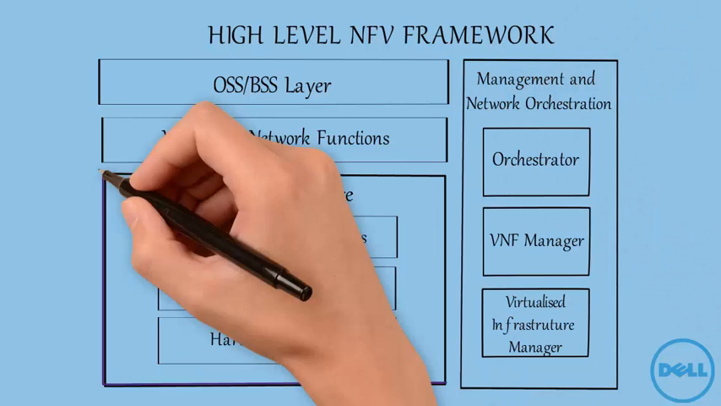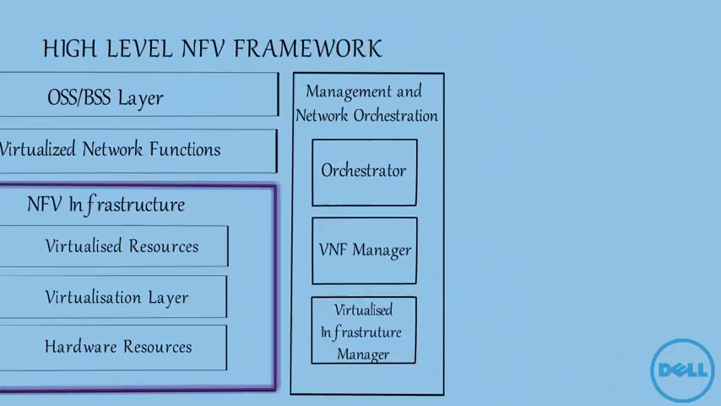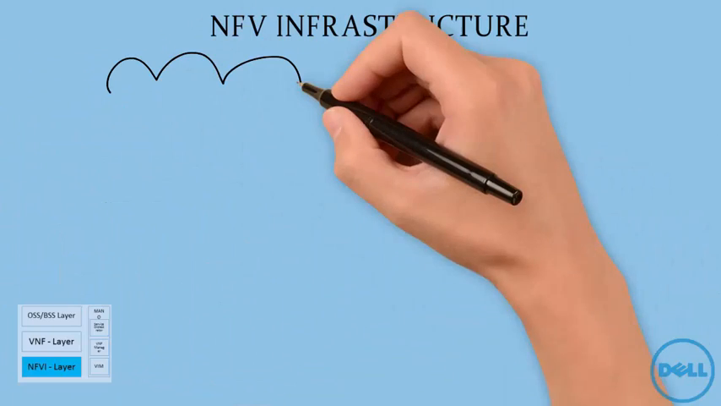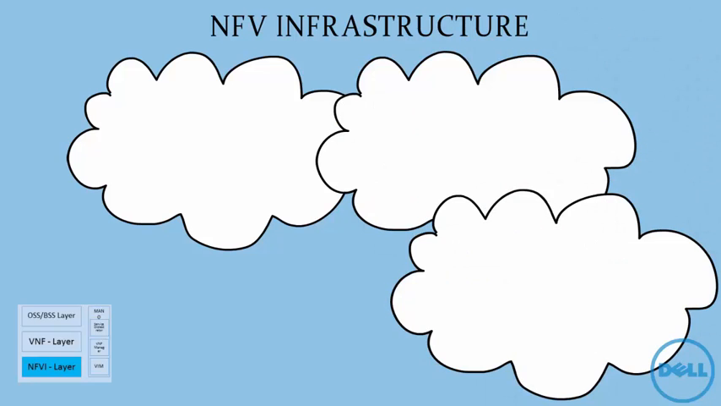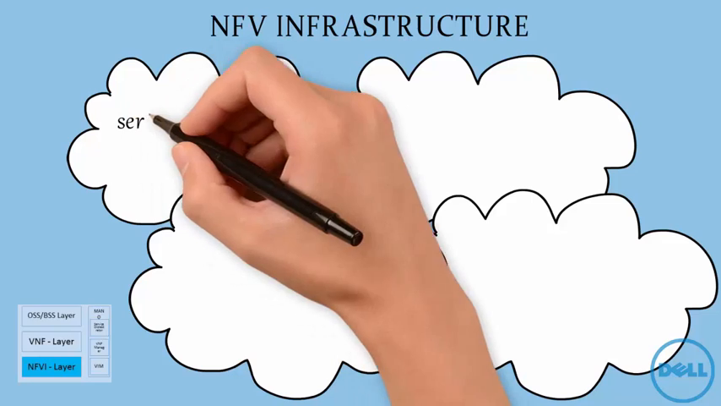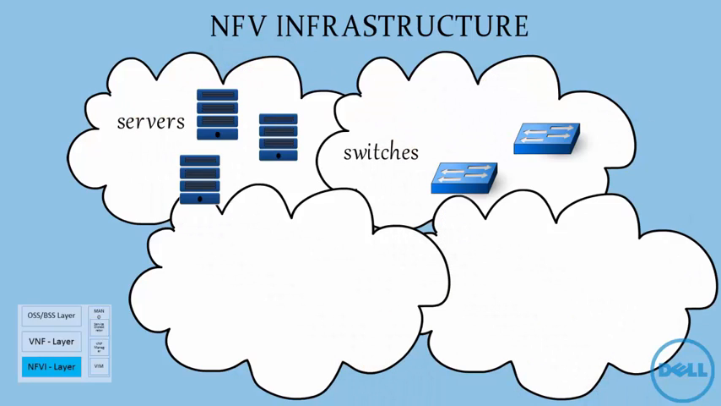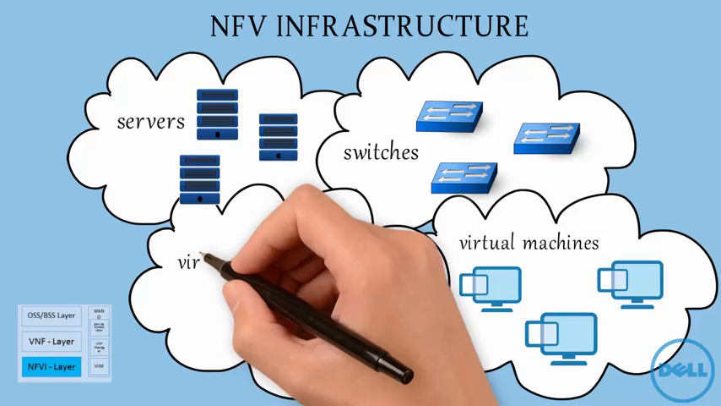First, we will talk about NFV infrastructure. It is a kind of cloud data center containing hardware and virtual resources that build up the NFV environment. These include servers, switches, virtual machines, and virtual switches.